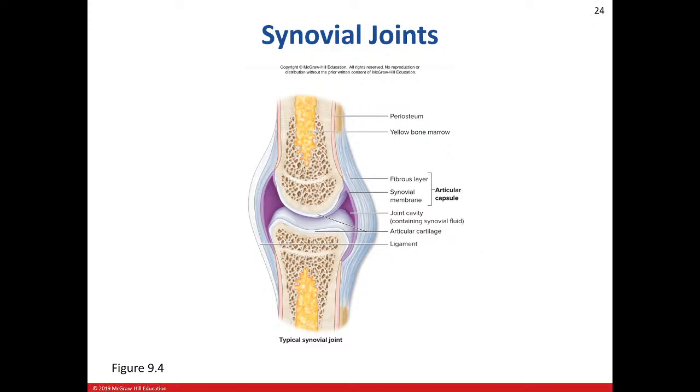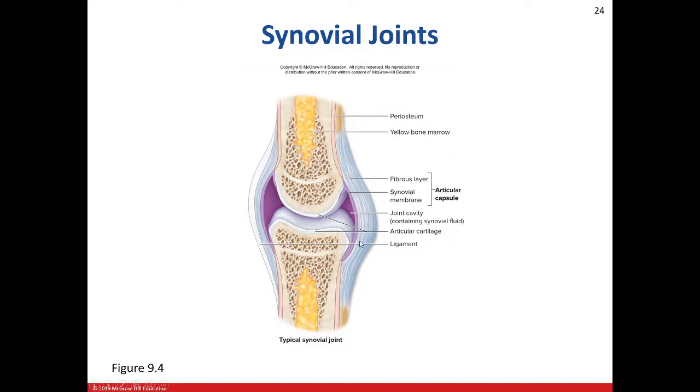Good. So here we see a synovial joint, and it is surrounded by the articular capsule or synovial capsule. There's a thick fibrous layer, and then there's an inner synovial membrane, and the inner synovial membrane is where we find the cells that produce synovial fluid. Along the ends of these bones, you will find articular cartilage, and articular cartilage is made up of hyaline cartilage.